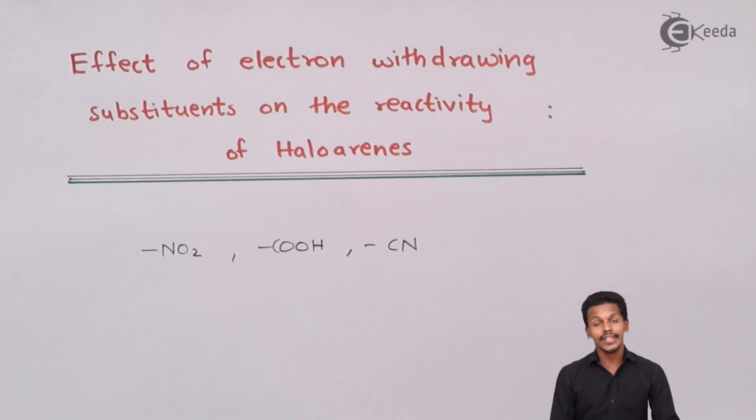Let us talk about this with an example. If I take a nitro group attached to chlorobenzene at the ortho position and at the para position, let us see what will happen in that case and how it can increase or decrease the reactivity. That is what we are going to clear up. So now let us talk about that.